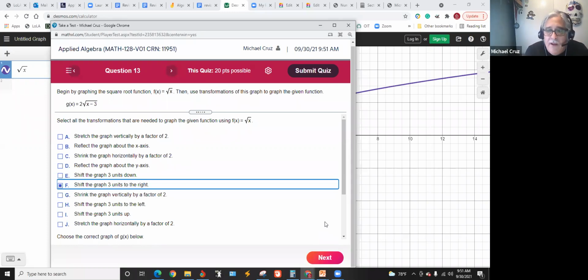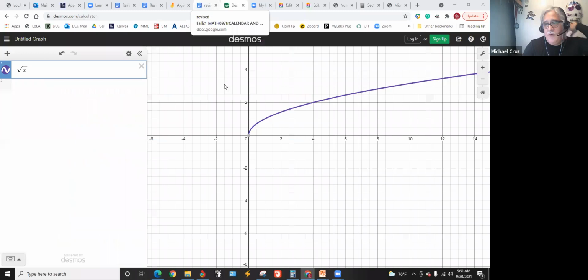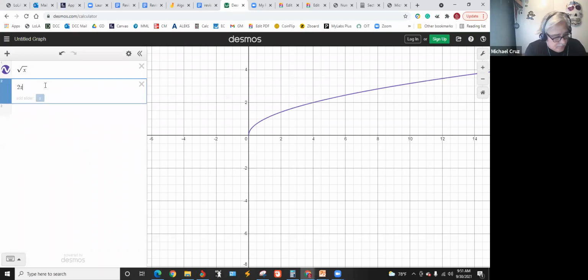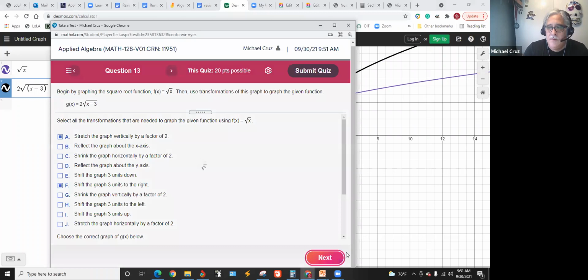All right, now the other thing is a stretching by a factor of 2 vertically. So just to kind of show it to you, see that? It stretches it up vertically, it pulls it up, and it also pushes it over 3, as I said. That's the only two things there.